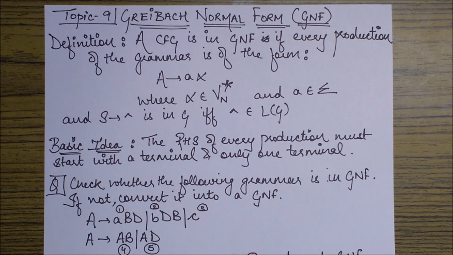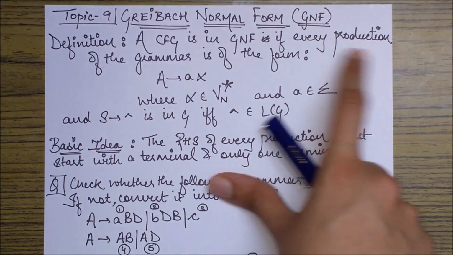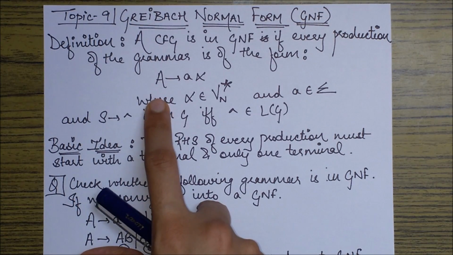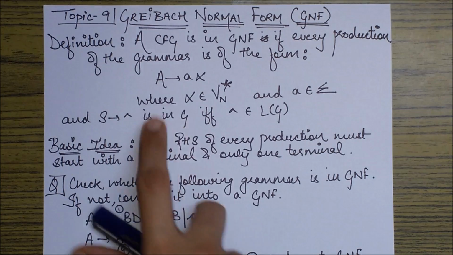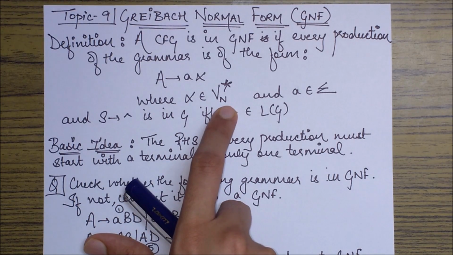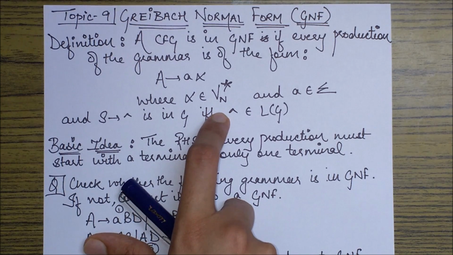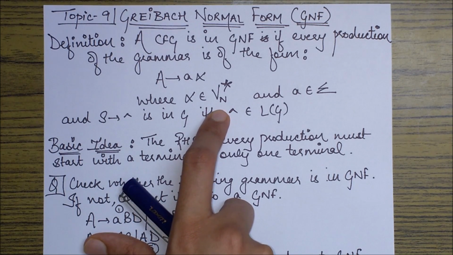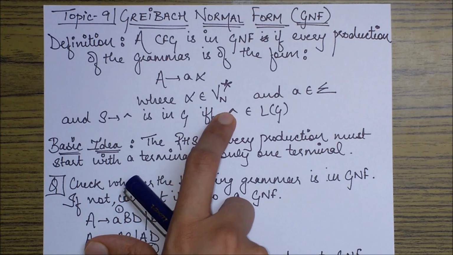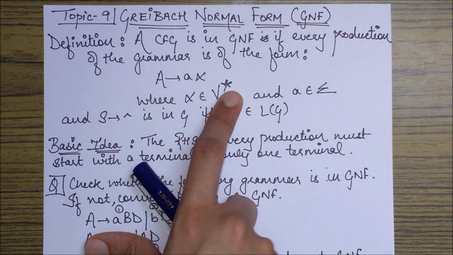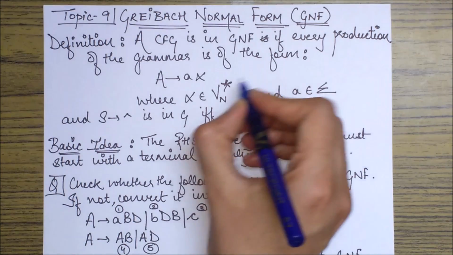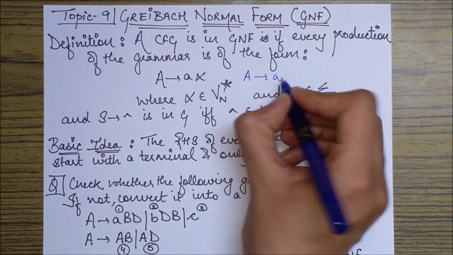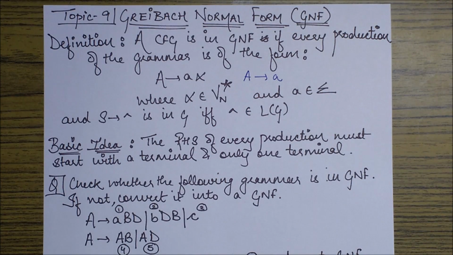It says that a context-free grammar, CFG, is in GNF if every production of the grammar is of the form A goes to small a alpha. Small a, as you all know, is a terminal. So a belongs to sigma, and alpha belongs to Vn star, where Vn basically represents our non-terminals. So it can be any combination of non-terminals, and star over here specifies that it can also be null. In case it is null, the production would simply become A goes to small a. So these are the two alternatives that are possible.